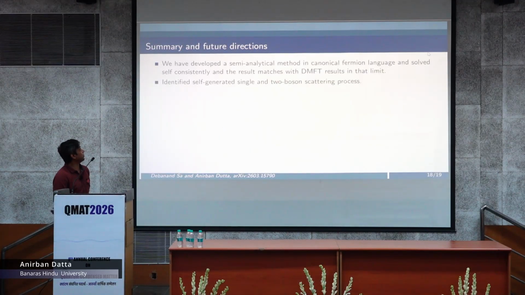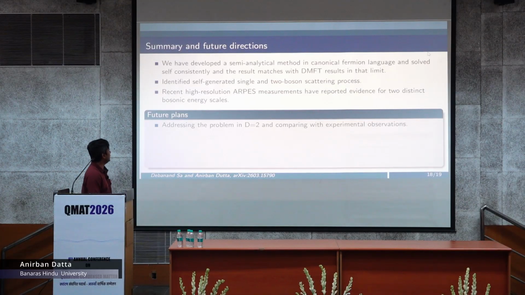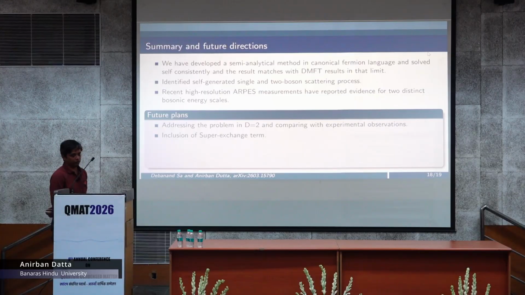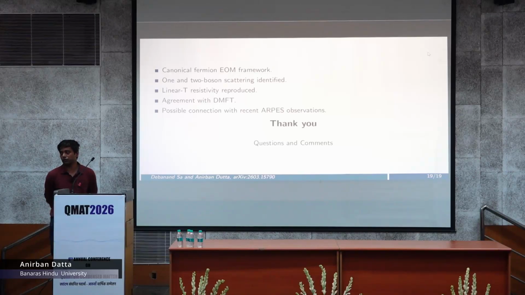So with that, let me just conclude. We have developed a semi-analytical formalism in terms of canonical fermion language, which reproduces the exact DMFT results. We have identified the self-generated single and two boson scattering processes, and we are planning to do it in d equal to 2. We don't have any superexchange terms, so we just want to include this. Thank you for your attention.